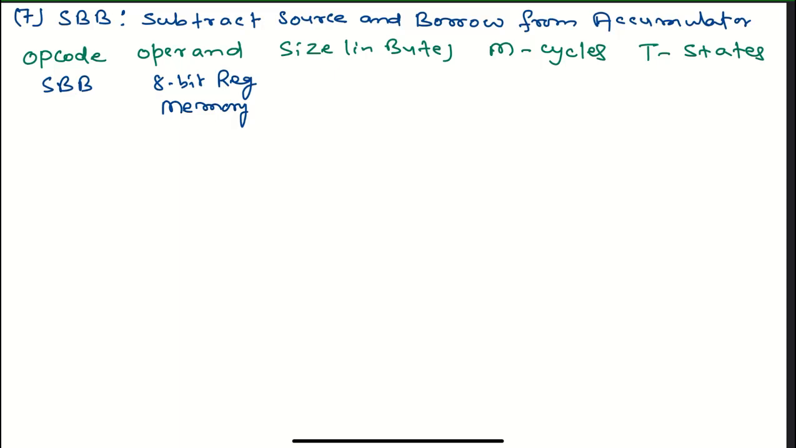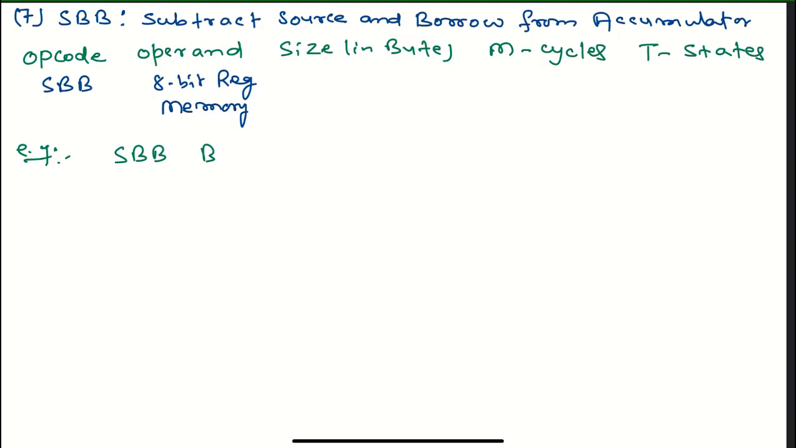Let's say, for example, the instruction is SBB B. It subtracts the content of register B along with the borrow from the accumulator, and after performing this subtraction, stores the result into the accumulator, and as per the subtraction result, modifies all the flags also.